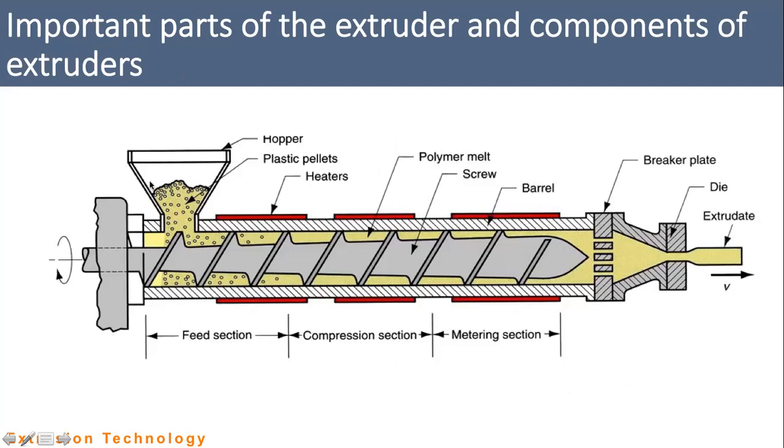The hopper is there, the feeder section, and this is actually not a food extruder. This is a polymer extruder. The functions are the same. This is the extruder, the shaft or screw. Then you can see how it works.